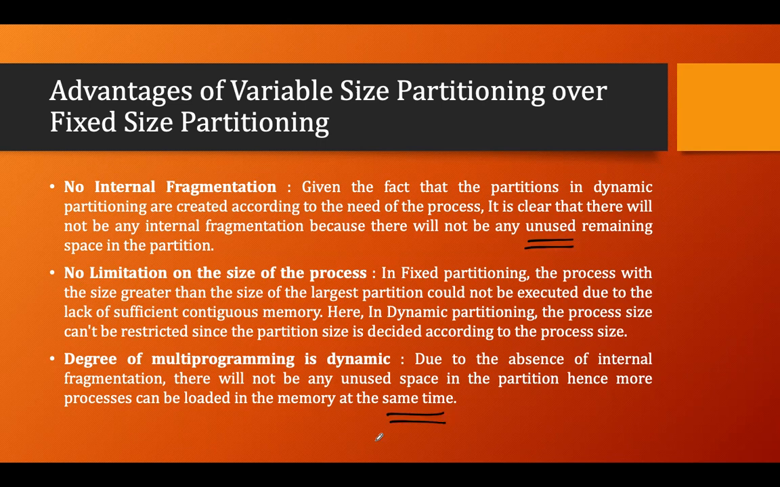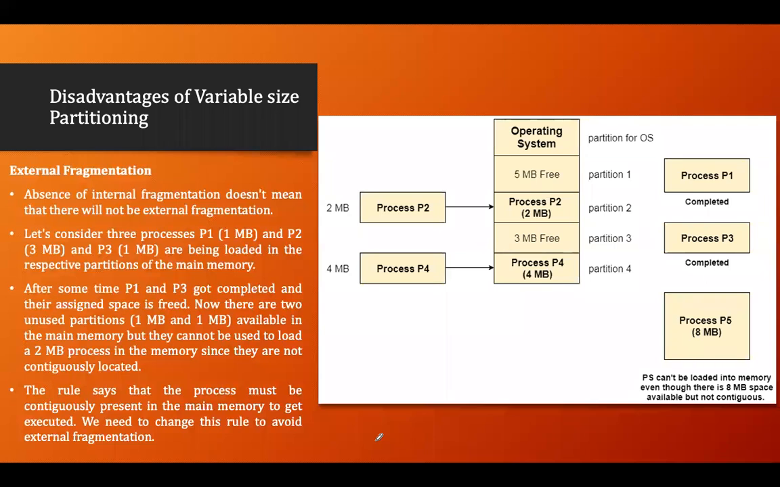Now let's see, do we have any disadvantage here? Yes, and that disadvantage is external fragmentation. What is external fragmentation? We have the memory in total, but that memory is not contiguous. That is called external fragmentation. Now, here we have one example. Absence of internal fragmentation doesn't mean that there will not be any external fragmentation.